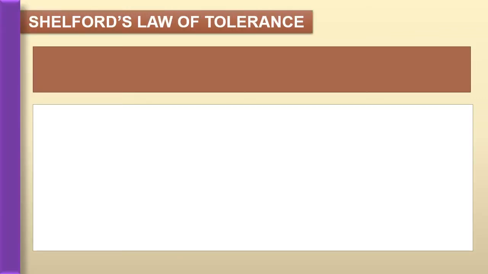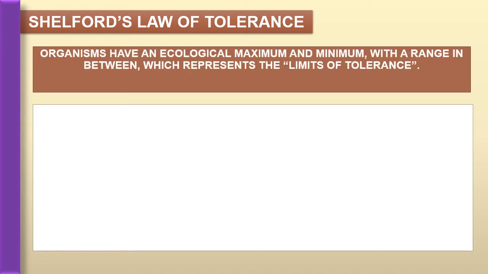In my previous presentation, I concentrated on the minimal factors affecting the growth rate of any biological process. But it was the American ecologist Shelford who in 1913 proposed a modification of the law of minimum. According to Shelford's law of tolerance, organisms have an ecological maximum and minimum with a range in between, which represents the limits of tolerance, too much or too little. So, it is not only the factors present in limits or scarcity, but also the excess or abundance of that same factor that can affect the growth or development of an organism or the rate of any biological process.